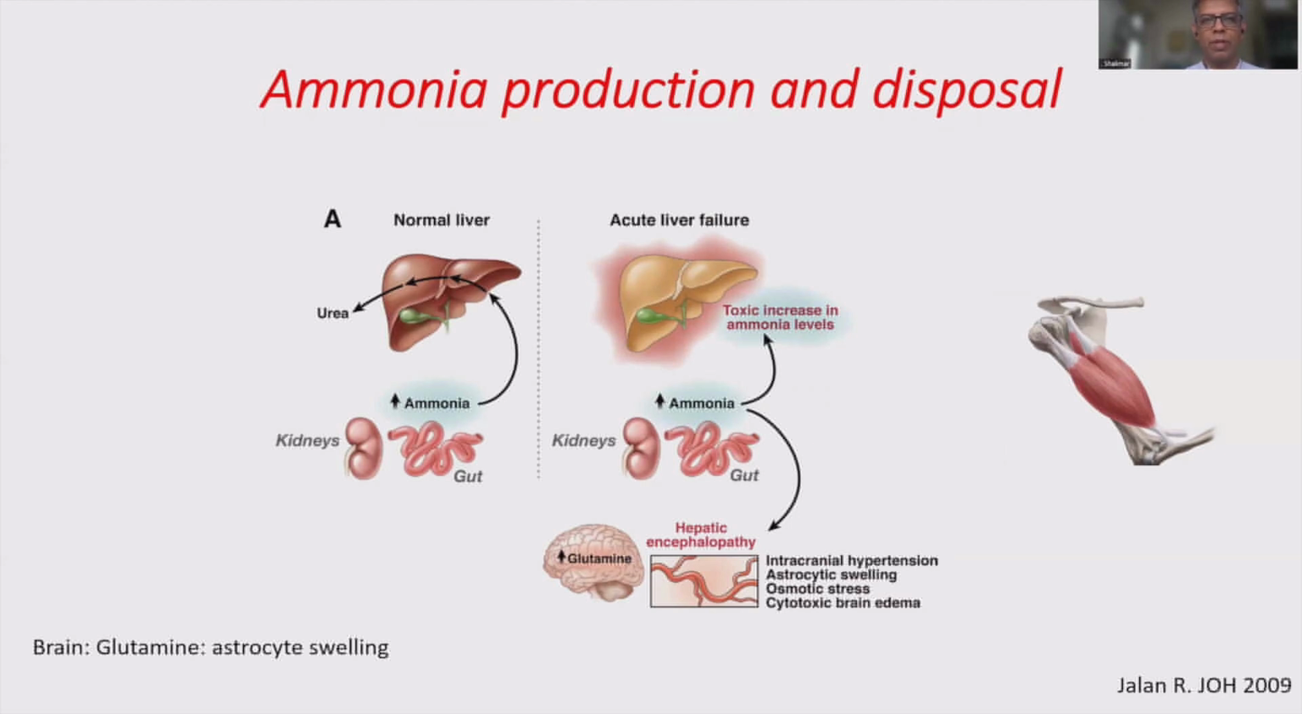The role of ammonia in ALF, that is acute liver failure, is well defined. Increased glutamate to glutamine, that is, glutamate combines with ammonia to form glutamine in the brain, leads to intracranial hypertension, astrocyte swelling, and brain edema.